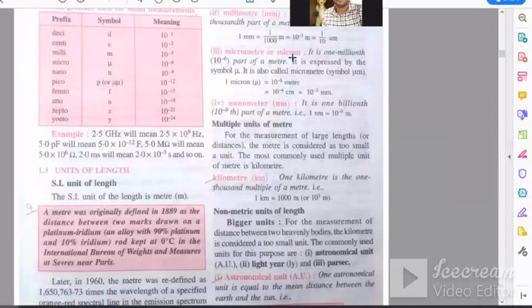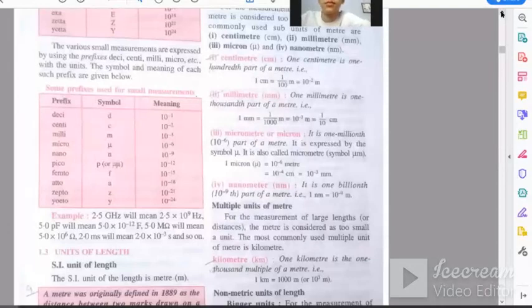They are saying that there is a platinum iridium alloy, and this platinum iridium alloy consists of 90% platinum and only 10% iridium, and this is kept in the International Bureau of Weights and Measures. So the length of this platinum iridium alloy is accepted universally as 1 meter. So this is the definition of meter that we are going to follow. Rest, if any other definition of meter is given, then we don't have to learn that.